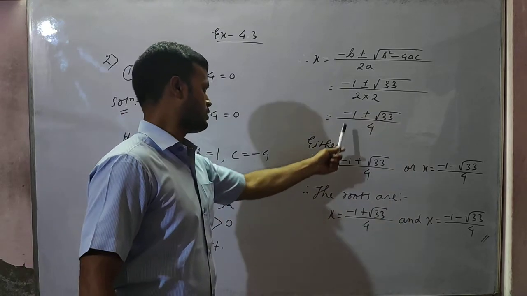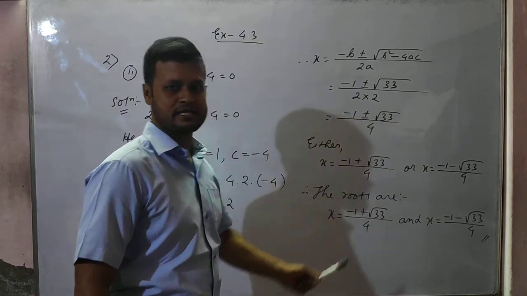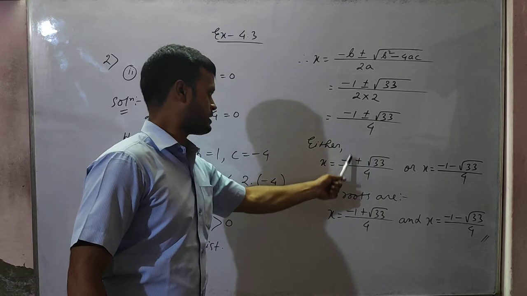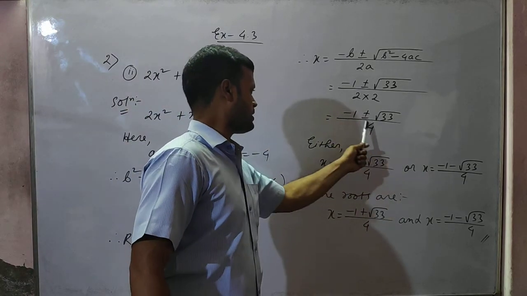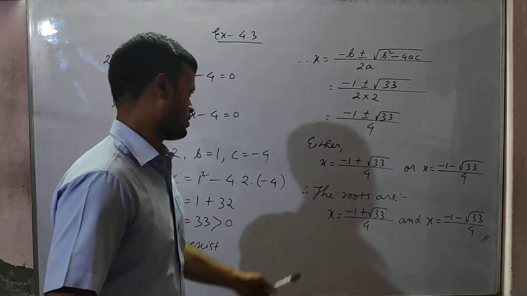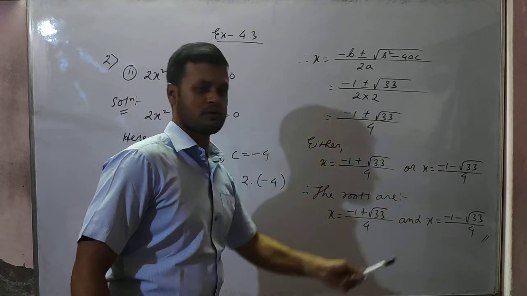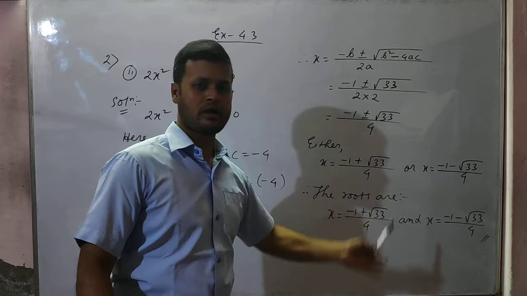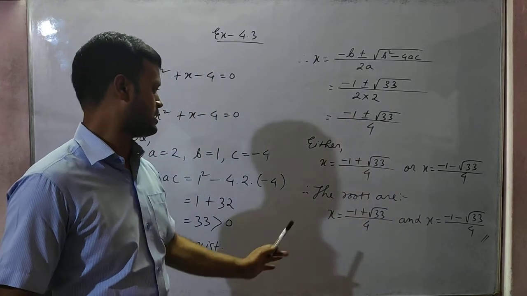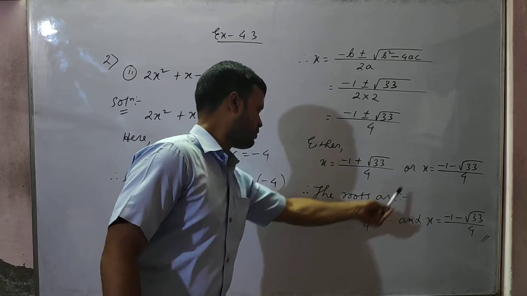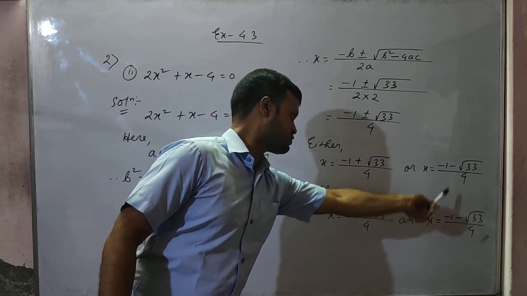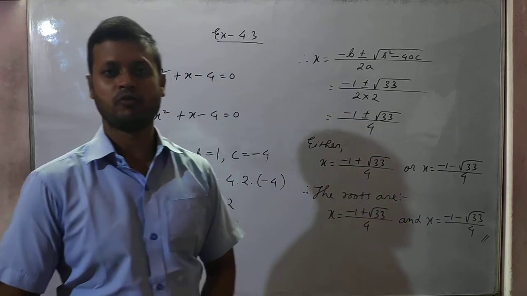Either x is equal to minus 1, once we will put plus. Okay. x is equal to minus 1 plus root over 33 by 4, or x is equal to minus 1 minus root over 33 by 4. So once you will put plus and once you will put minus. You cannot solve root over 33, isn't it? You cannot find it out, so you just keep it as it is. Therefore the roots are x is equal to minus 1 plus root over 33 by 4 and x is equal to minus 1 minus root over 33 by 4.